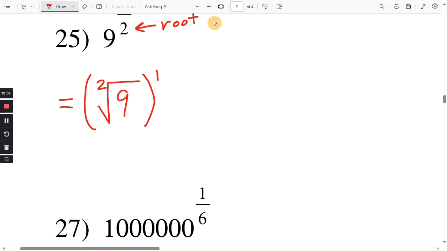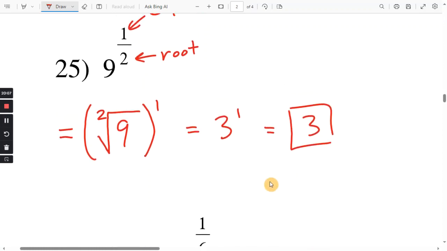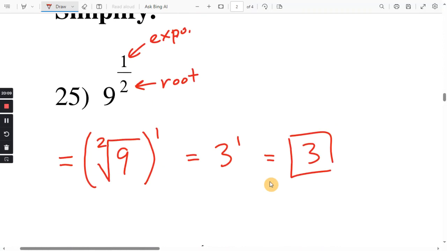We know that the square root of 9 is just 3, because 3 times 3 is 9. And if you raise that to the power of 1, that does nothing. 3 to the first power is just 3. Final answer. Like we said a few problems ago, when it's to the power of 1/2, it's just square root. So really, all this is the square root of 9, which we know to be 3.